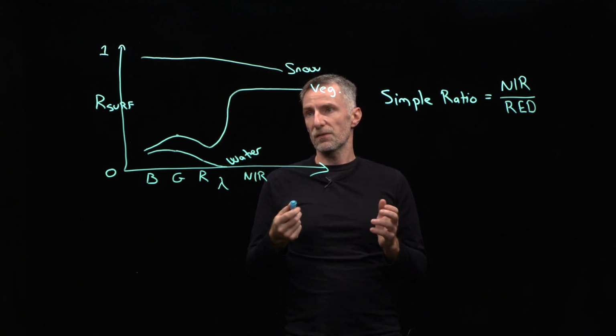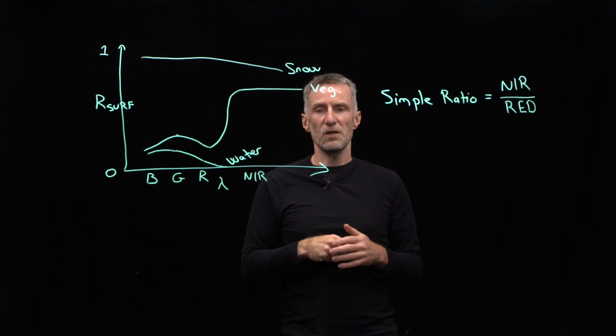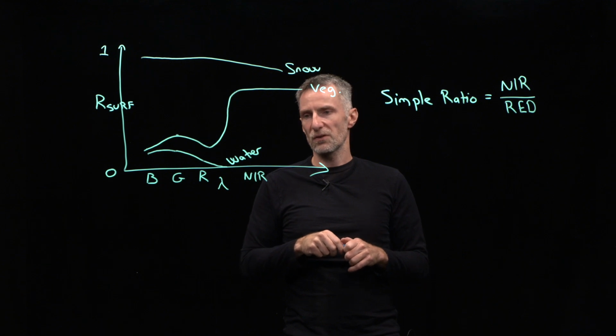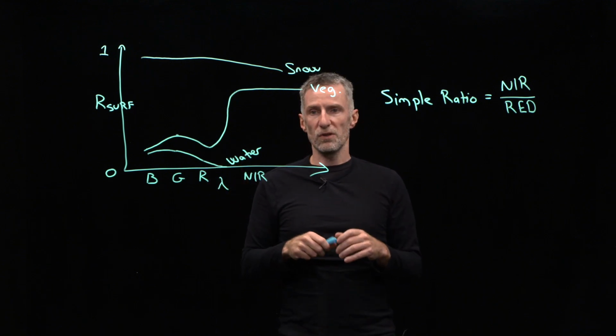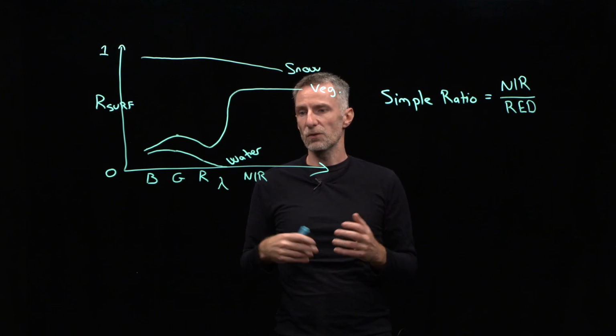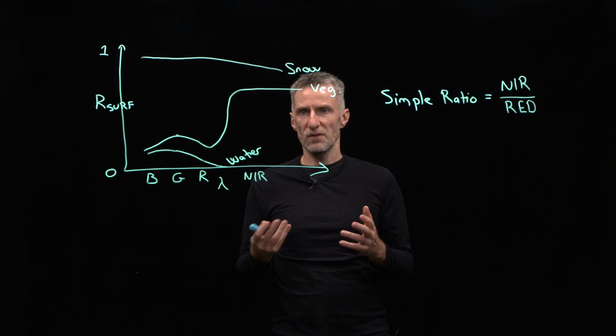And this difference is not an accident. It's because the simple ratio was designed specifically to find vegetation. Anywhere you look on a map, if you calculate the simple ratio and you see pixels that have a very high value, it's very likely because they have high density of vegetation.